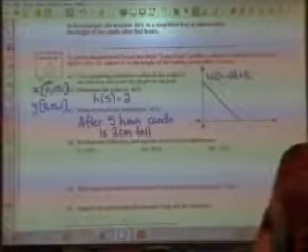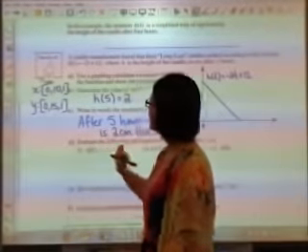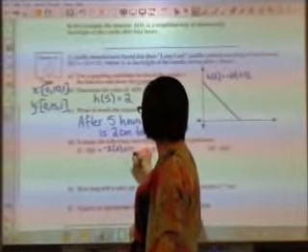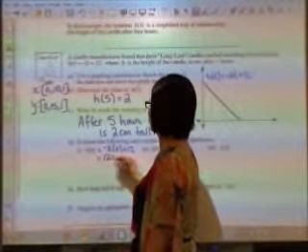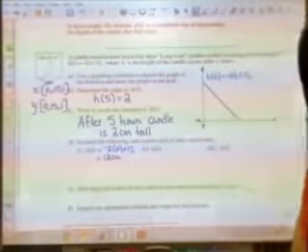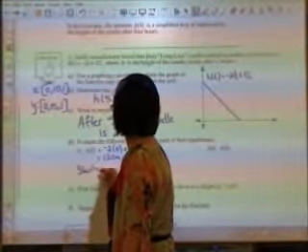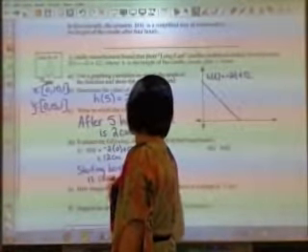Okay. Evaluate the following and explain each of their significance. Evaluate implies that you have to show some work, so we're going to do these algebraically. H of 0 means negative 2 times 0 plus 12, which equals 12. 12 what? Centimeters. It means the candle hasn't been lit. So the starting height of the candle is 12 centimeters.